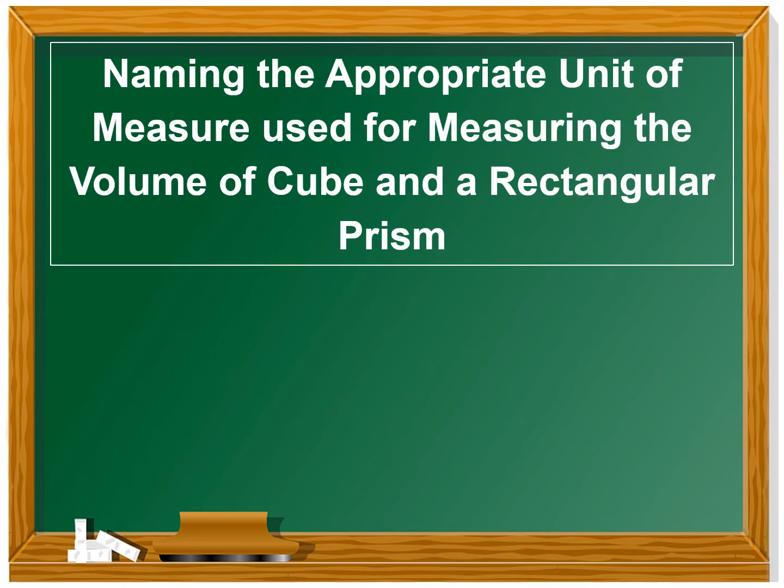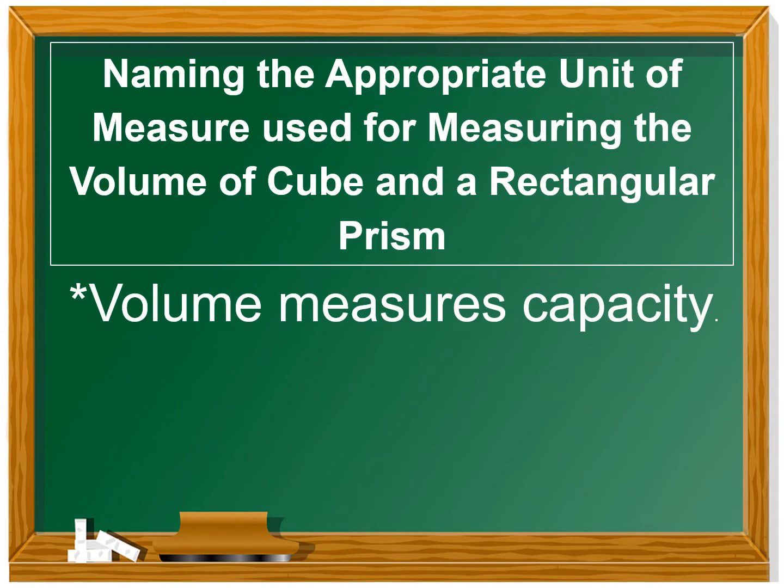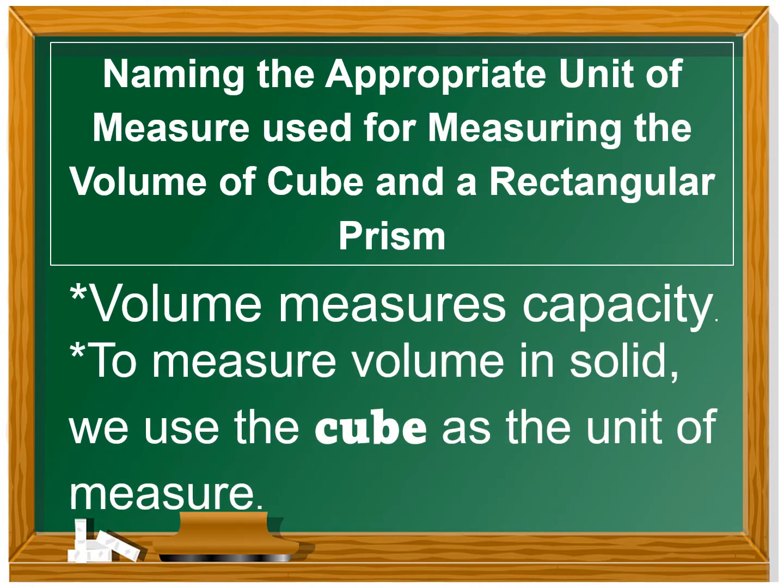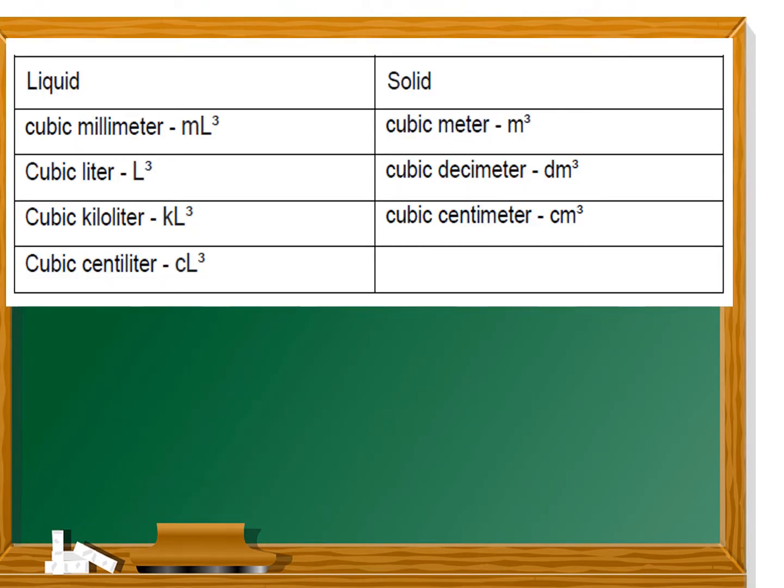Now, we will move on to the appropriate unit of measure used for measuring the volume of cube and rectangular prism. So volume measures capacity. To measure volume in solid, we use the cube as the unit of measure. Units of measure for volume were shown on the table, both for the liquid and solid.